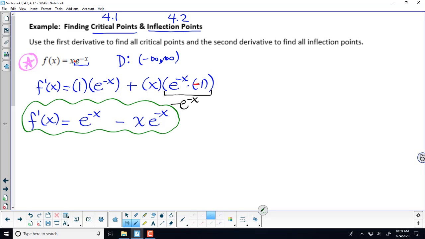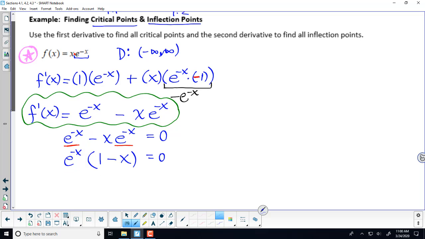Okay, so with our first derivative, we need to find our critical points. We set it equal to 0. So here is some interesting solving, and we have to solve this. We can still solve it by factoring. Factoring, greatest common factor. Both terms have an e to the negative x, so factor it out, which leaves us with 1 minus x.